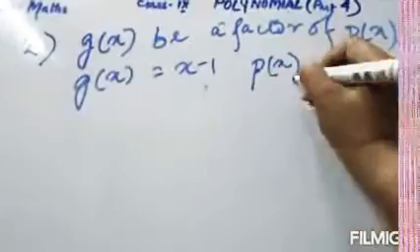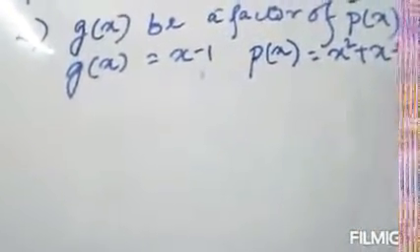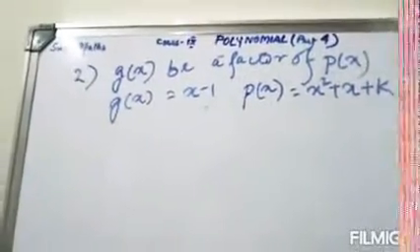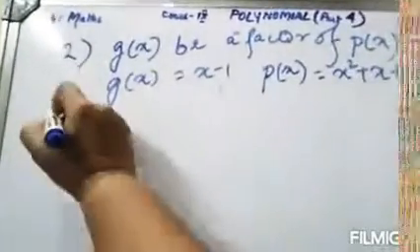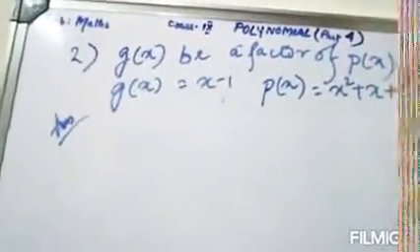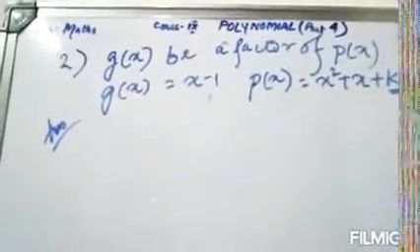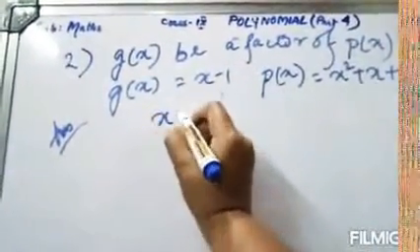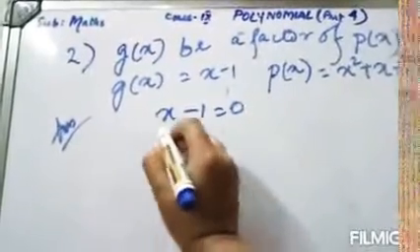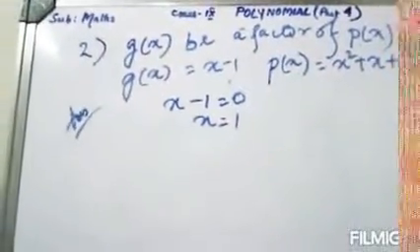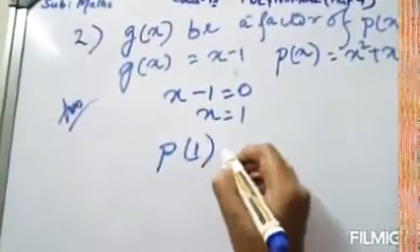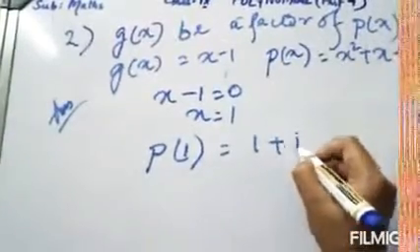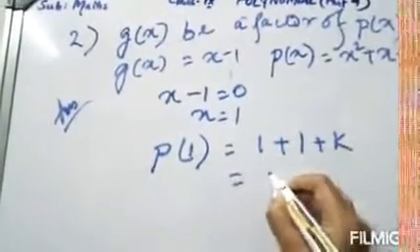Px is x square plus x plus k, okay, and we need to find out the value of k. How will you solve this type of problems? It's very easy. We all know that if this is the factor, then x minus 1 will be 0, which means x will be equal to 1. And when I substitute it in P1, what do I get? 1 plus 1 plus k, which means 2 plus k.